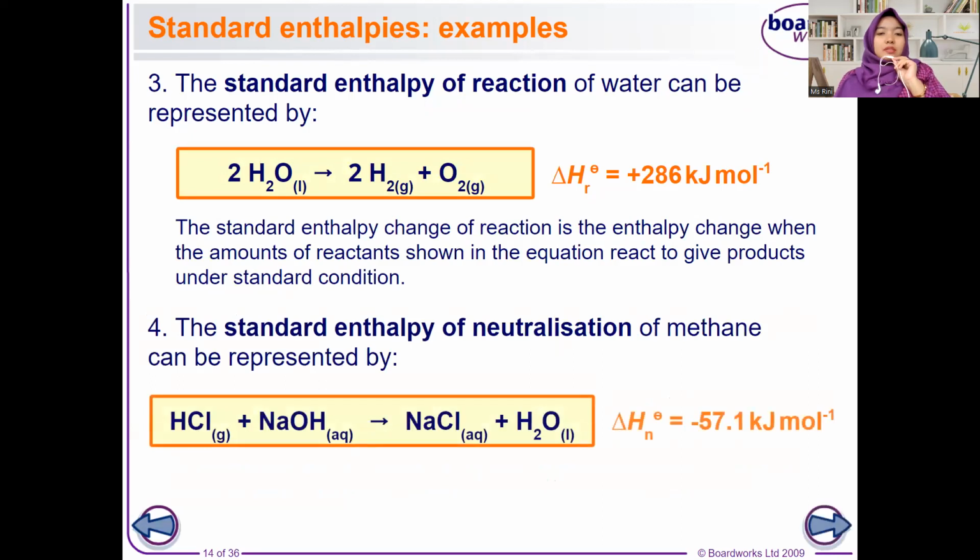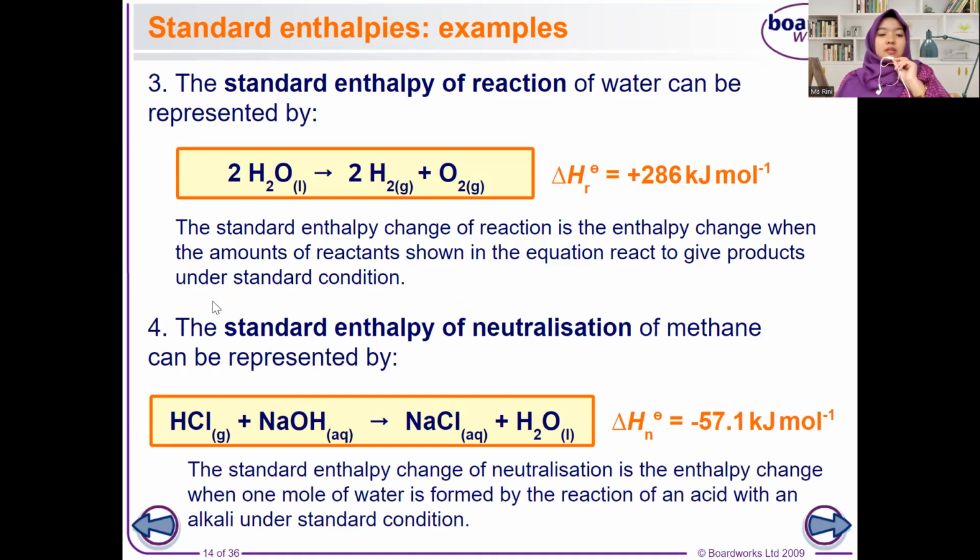Next, number 3, the standard enthalpy of reaction of water can be represented by 2H2O, which will produce 2H2 plus O2, and the symbol is delta HR. So the standard enthalpy change of reaction is the enthalpy change when the amount of reactant shown in the equation reacts to give product under standard condition.